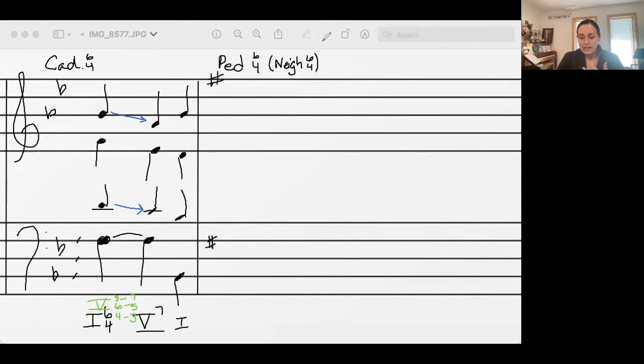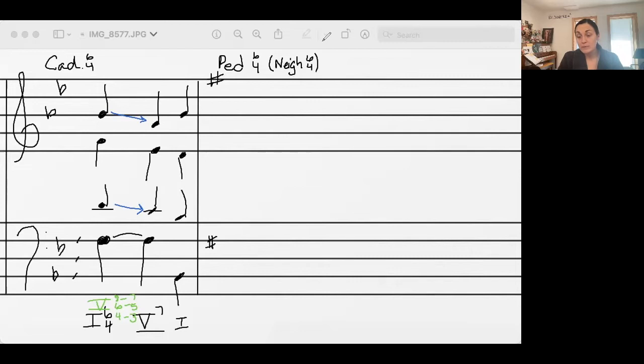Okay. And in this particular instance, a pedal 6/4, the cadential 6/4 had to be a 1 6/4. Pedal 6/4 can be many different things depending on what the pedal note is. So we could go from a 1 to a 4 6/4 and back to a 1.